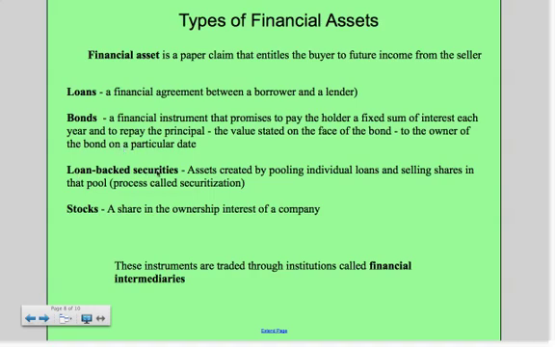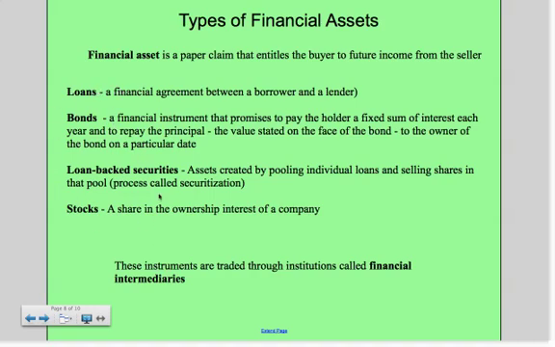Loan-backed securities are nothing more than taking individual loans from up here and putting them into a pool and then creating securities out of that. It's a process called securitization. Stocks are a share in the ownership interest of a company. I'm not going to jump too deep into some of the intricacies of these, simply because then we'd be getting into a finance class versus an economics class, but these are the important ones for you to understand.